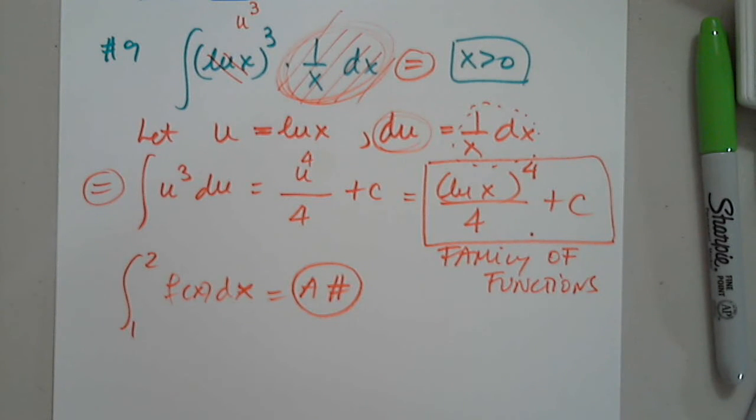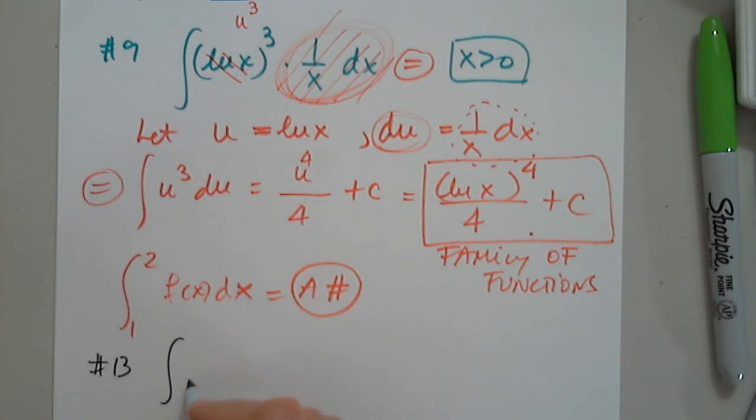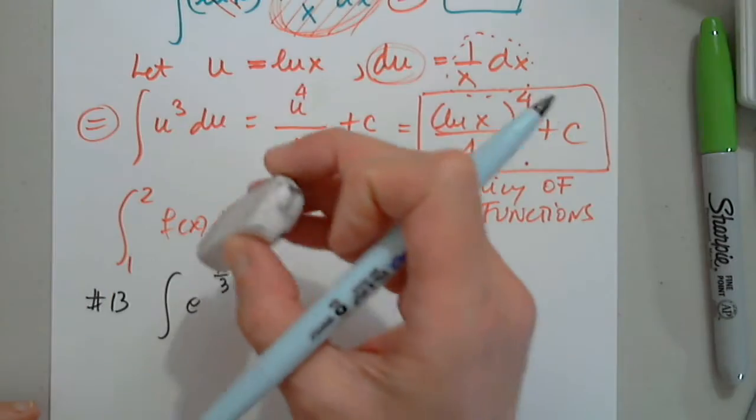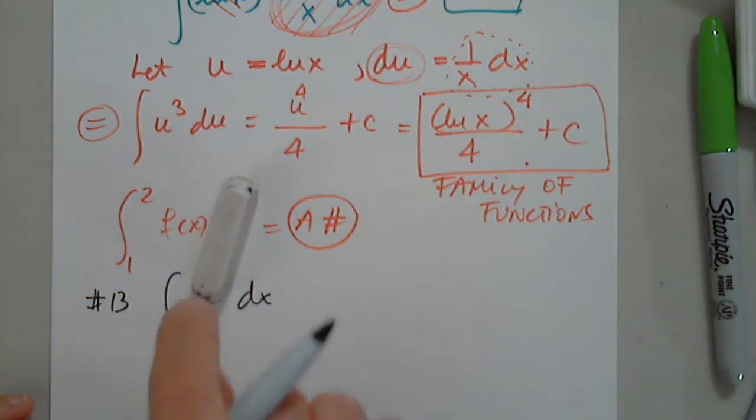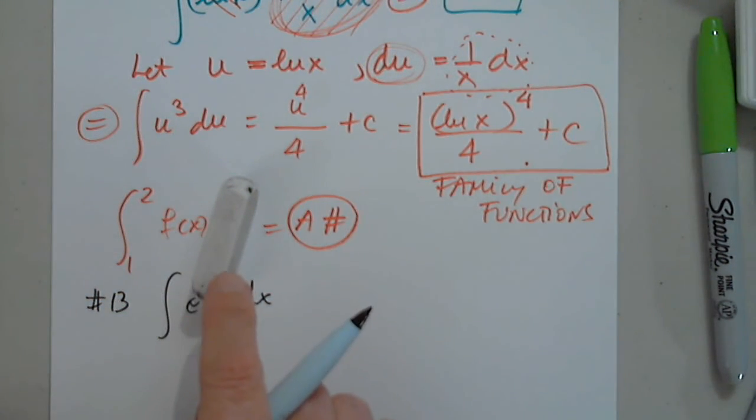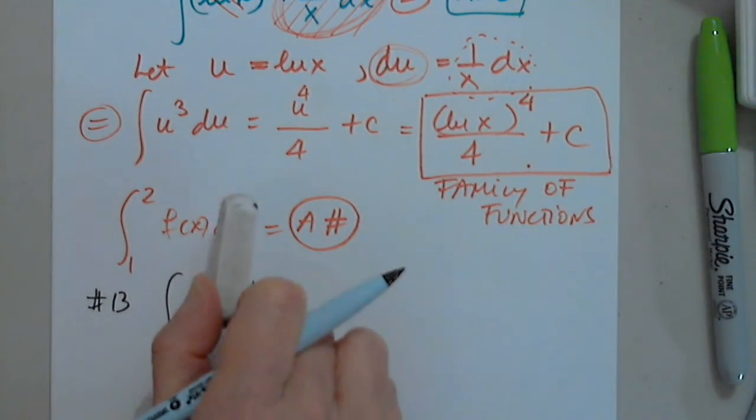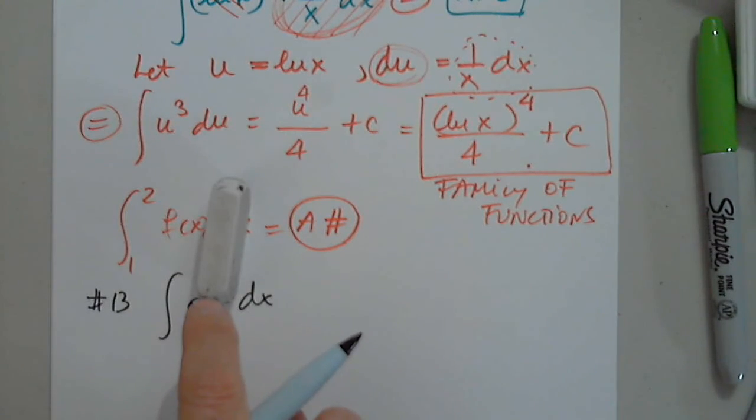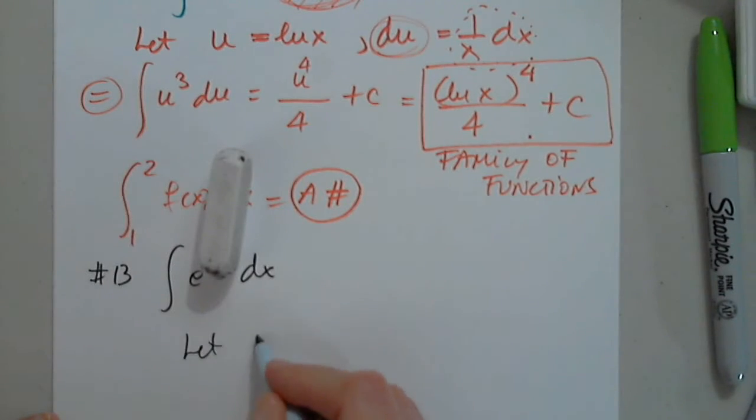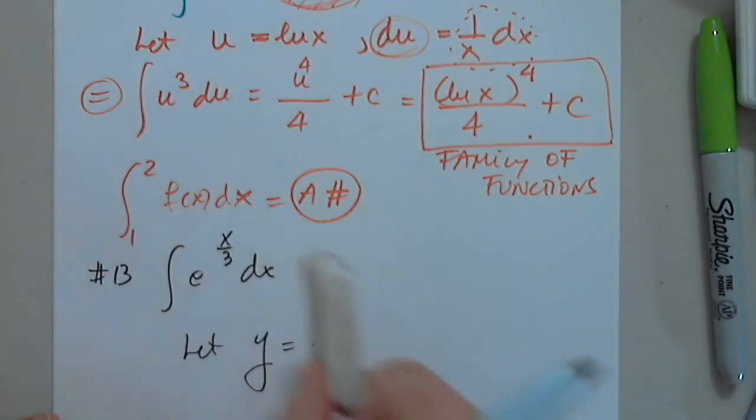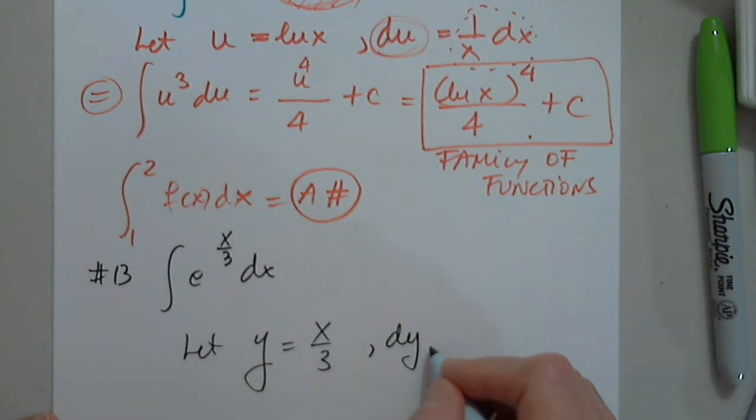Can we do 13? Absolutely. So 13 is the integral of e to x over 3 dx. Same concept, same idea. I don't want a function inside a function. So there is a function inside e to the x. If it's plain x, that's very simple. But it's a function inside that. I want that to disappear. Well, I can't erase it, but I can say, let y be x over 3, as long as dy is in the problem.